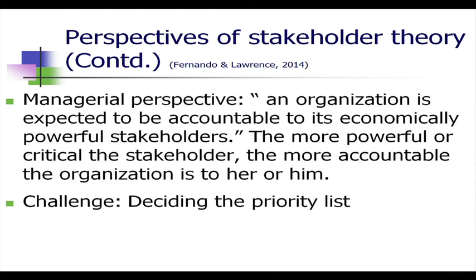Now, the managerial perspective of stakeholder theory states that an organization is expected to be accountable to its economically powerful stakeholders. So the people with a voice should be heard first. The challenge is, how do you decide the priority list? How do you decide who is more important, whose voice should be heard more, whose voice should be heard less? How do you decide who is more important, who is less important, how much weight you need to give to which stakeholder?